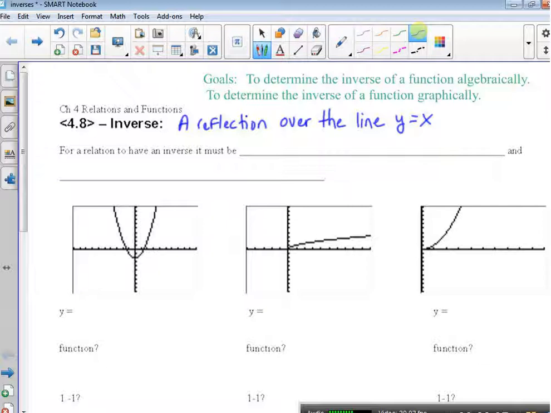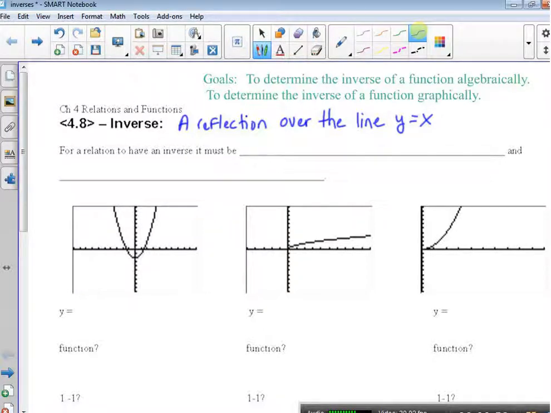The line y equals x means that 1, 1, 2, 2, 3, 3, 4, 4 would create a line that would be going diagonally through quadrants 1 and 3 through the origin. We'll show you that in a little bit.